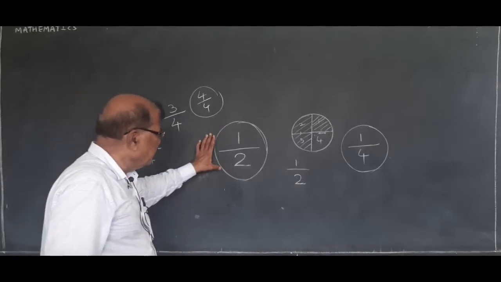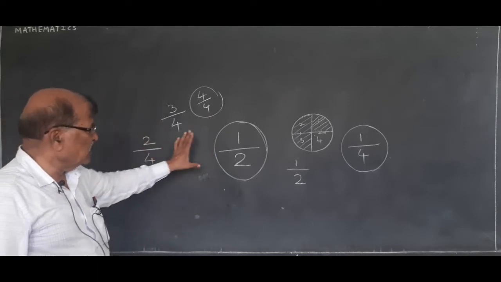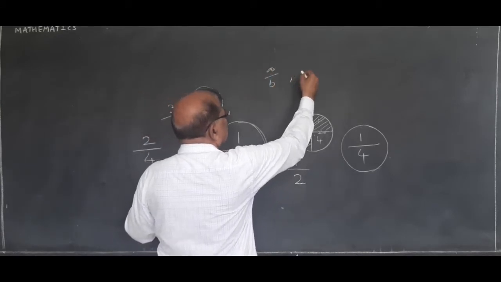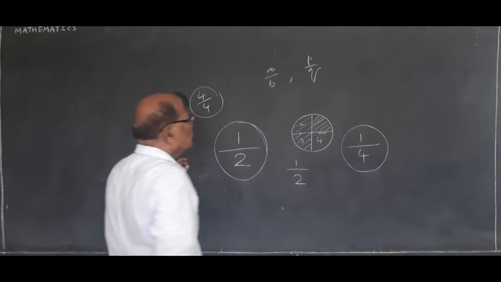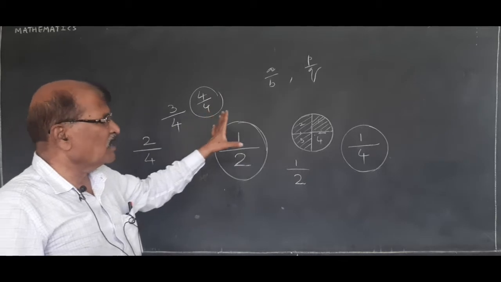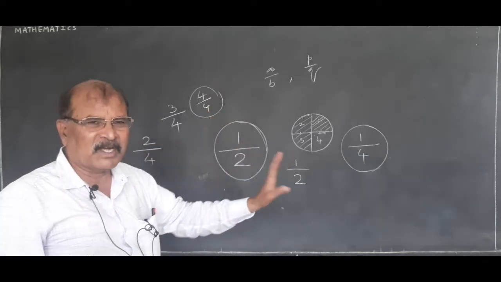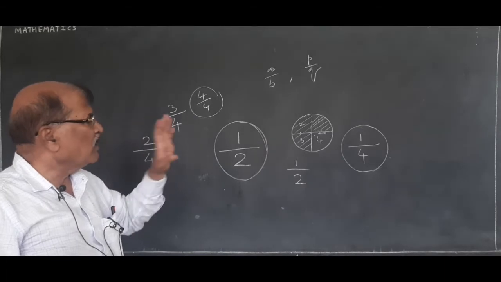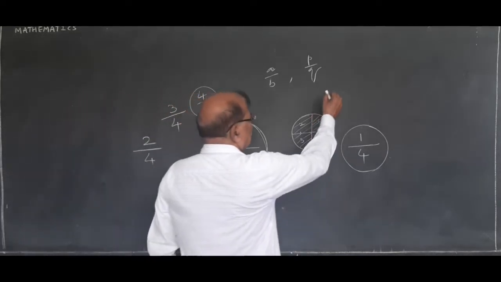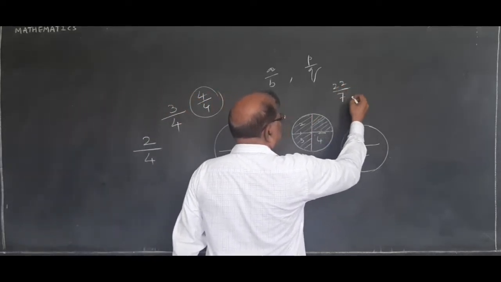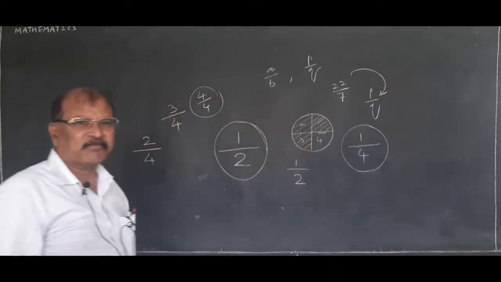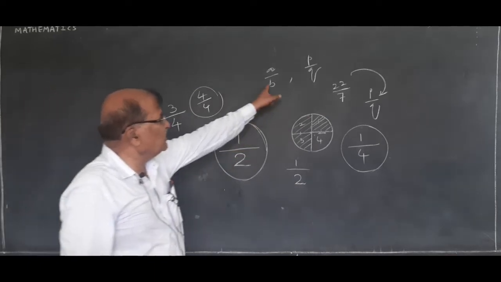So how do we define this? A rational number is in the form of a by b in some books, or p by q in other books. Simply to say, they are fractions. They are fractions basically. But there is one exception, that is 22 by 7. Though it is in the form of p by q, it is not a rational number. It differs from the definition.